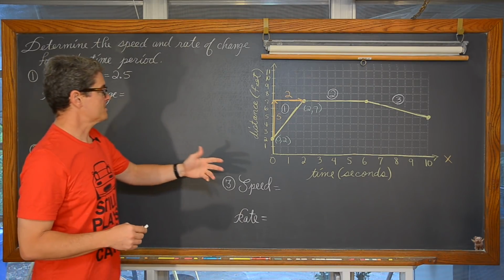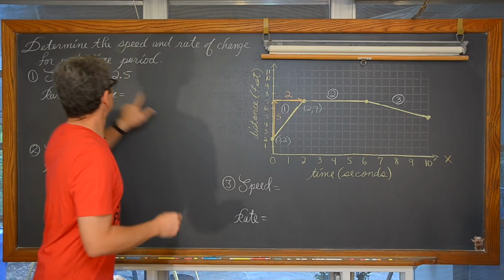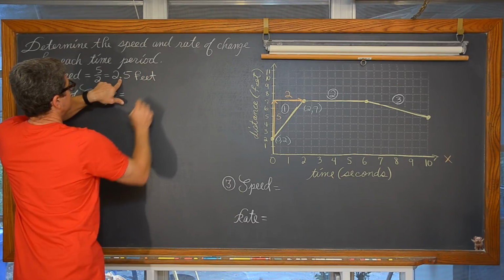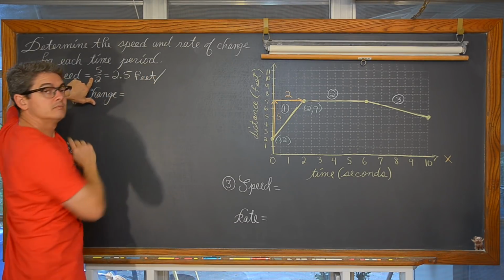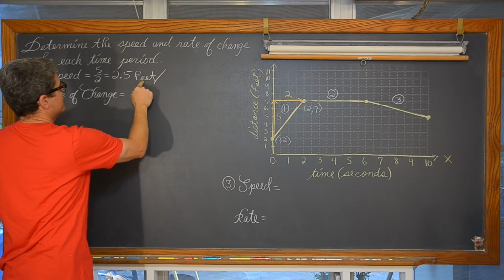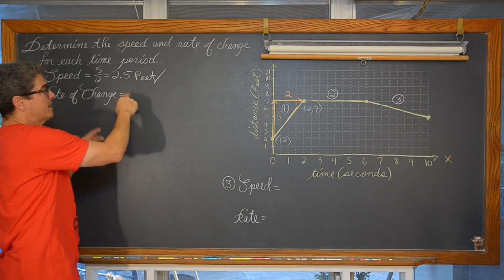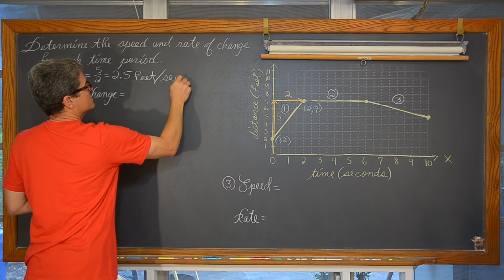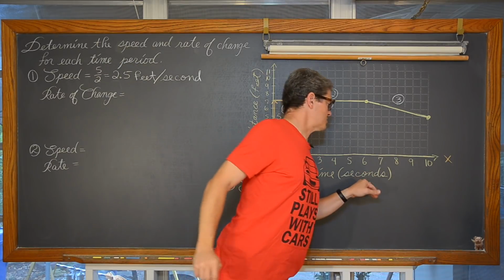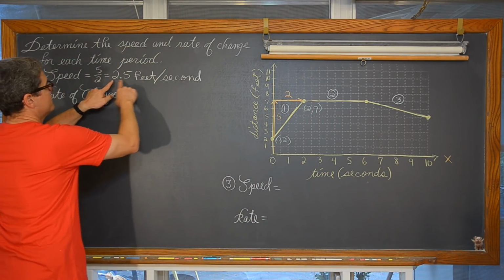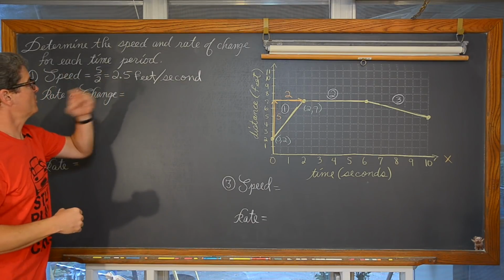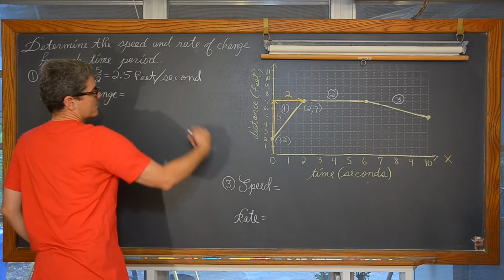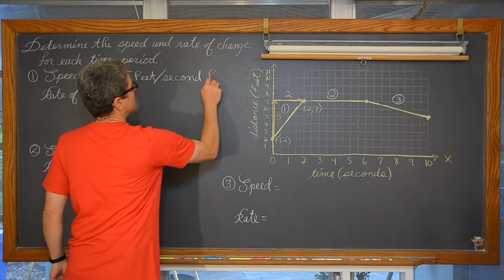Well, it means that we're covering 2.5 feet. Now division in math means per, so it's 2.5 feet per, well, there's no denominator, so it must be per 1 unit of change on the x-axis, which is measured in seconds. So it's 2.5 feet per second. My speed is 2.5 feet per second between 0 and 2 seconds, or for the first 2 seconds in our graph.